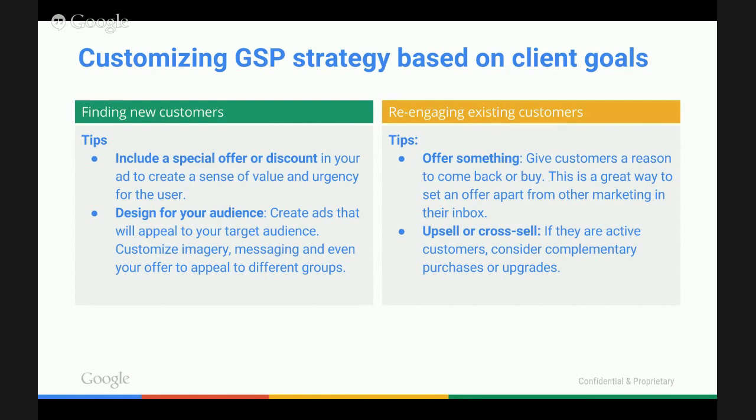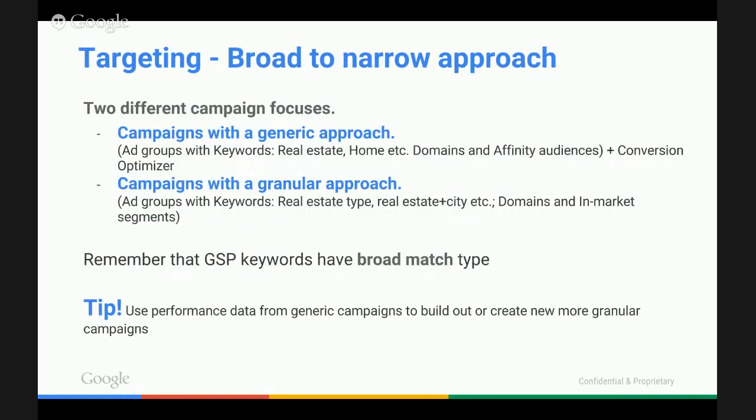So the best practices in terms of targeting. There are two campaign focuses that I would suggest you try. First you go broad, and then you narrow the approach. First of all, you may try campaigns with a more generic approach. If you have different targeting, then I would suggest creating different ad groups for each of the targeting types. Ad groups could be with keywords, let's say real estate, home, and domains and affinity audiences, plus conversion optimizer. And then maybe campaigns with a more granular approach, where you can use ad groups with keywords, real estate type, real estate plus city, domains, and in-market segments.